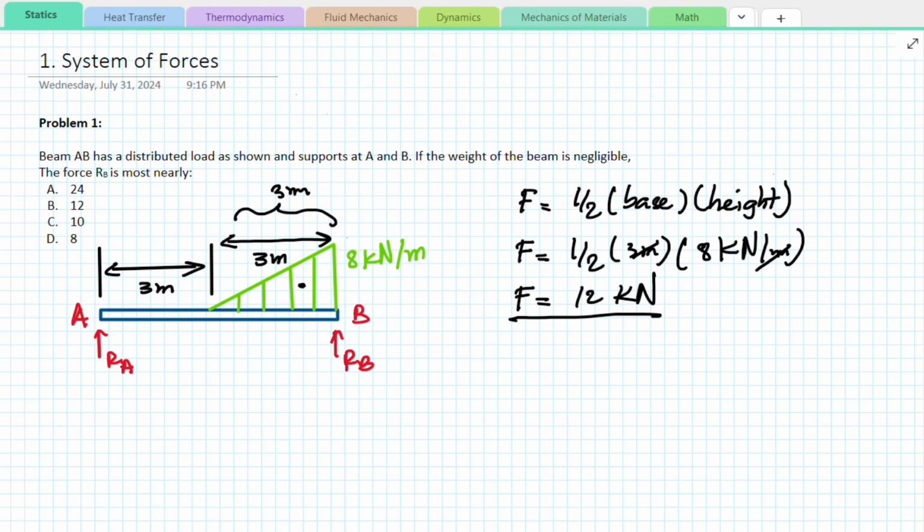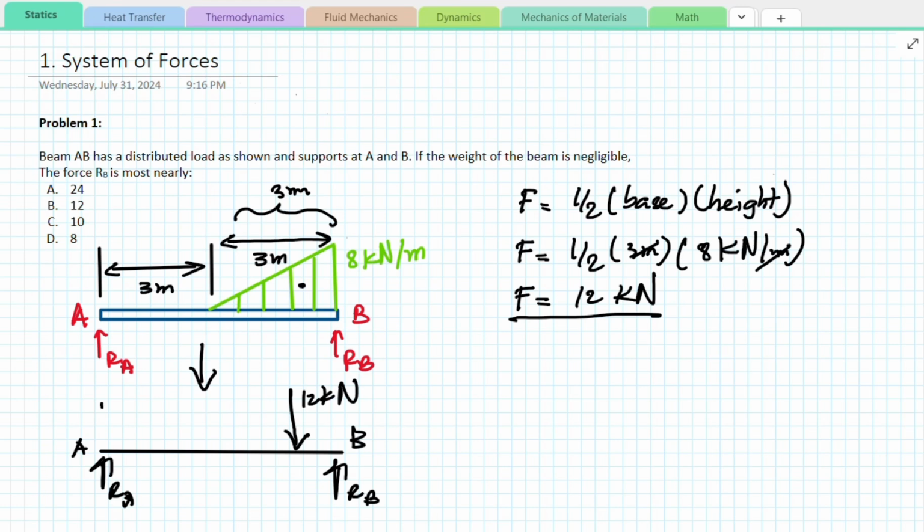So now that we know that, we will redraw the free body diagram. So reaction A, reaction at point B, and 2/3 of 3 meters. So the concentrated force will be somewhere about here. So 12 kilonewton. So we have the 3 meters, and then 2 meters here, and then 1 meter.